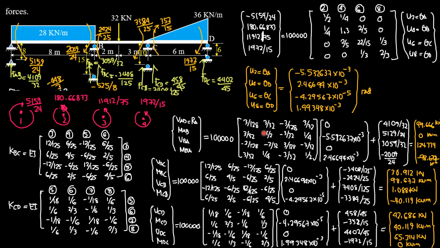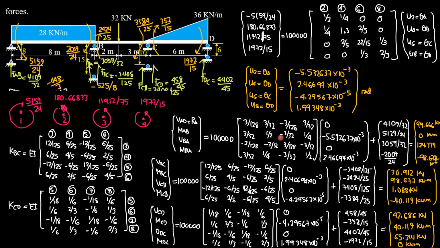So 3/32 times negative 5.532637 times 10 to the negative 3 plus 3/32 times 2.46694 times 10 to the negative 3, times 100,000, plus 4,109/32. You will get 99.666 kilonewtons. That's the reaction at A. That's also shear in AB. Then moment AB, which is expected 0 because this is a free end pin support.